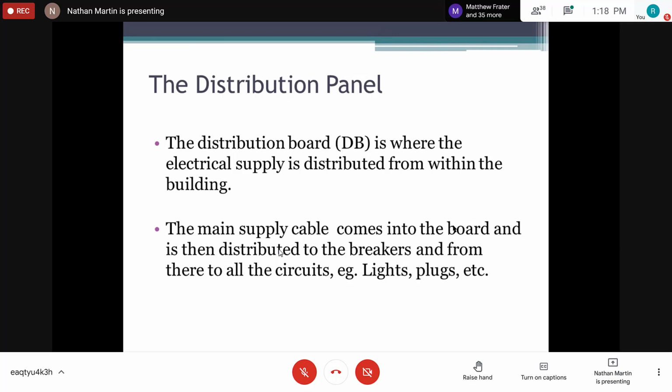And again, I said the distribution panel plays a very important part because it houses your means of isolating all of these circuits. It houses your circuit breakers, right? Whether it be a single pole circuit breaker, a double pole circuit breaker, or a triple pole circuit breaker in the sense of a three-phase system, your distribution panel will mount all of those breakers, right?